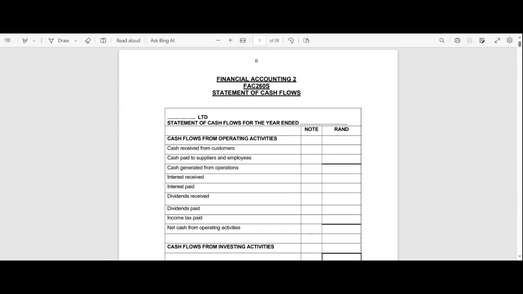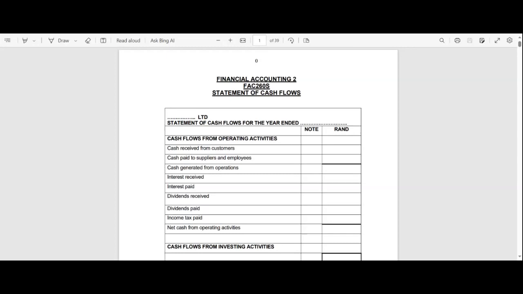They realized that a new statement had to be designed in order to see where your money came from and where your money went to. And the first version of this statement was actually called a statement of source and application of funds. About 30 years ago, that statement was done away with and the statement of cash flows was introduced.